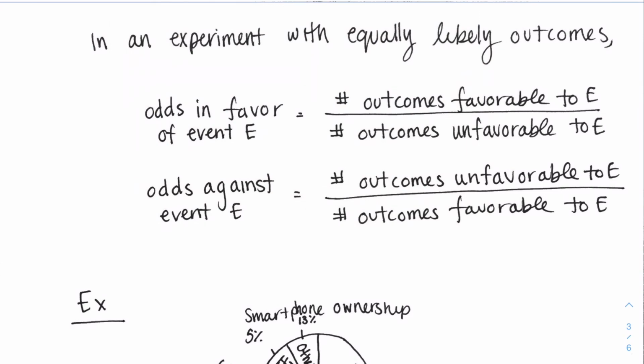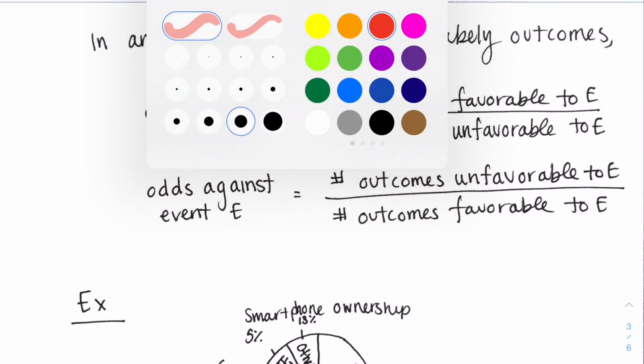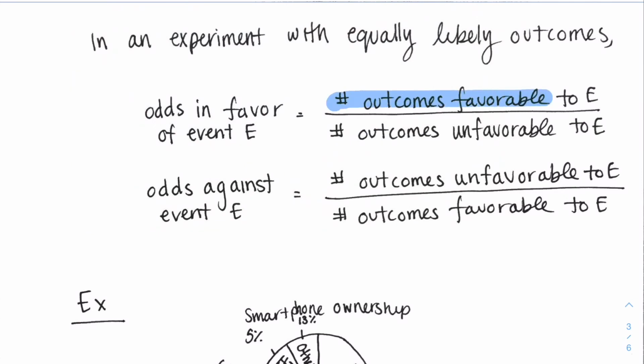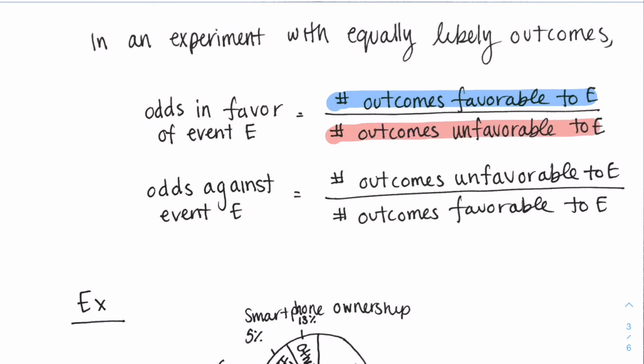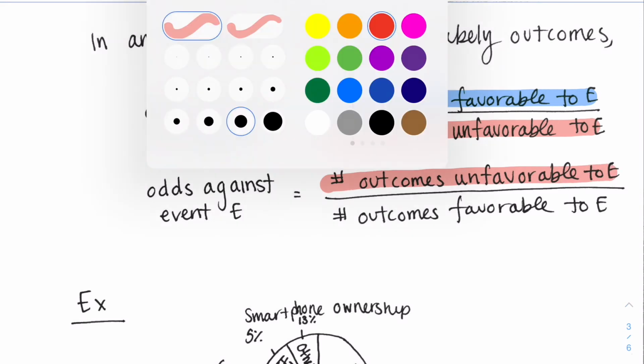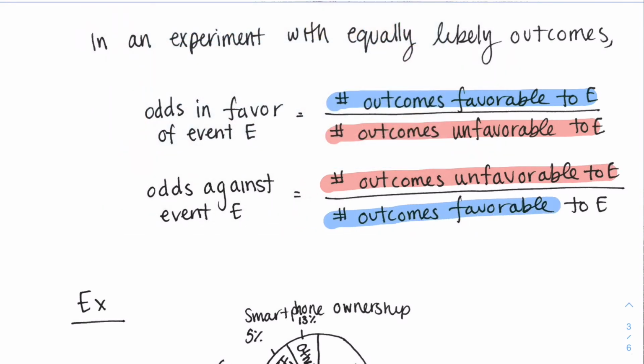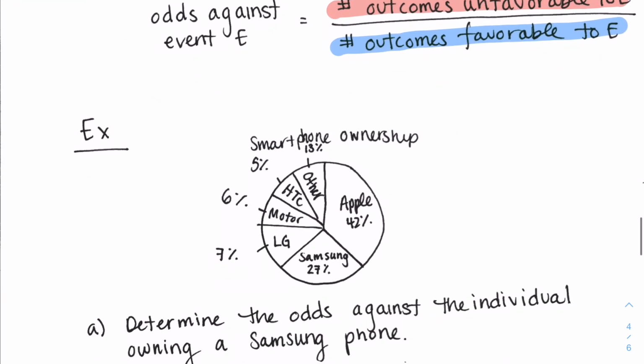So the odds in favor of an event happening would be the number of outcomes favorable divided by the number of outcomes unfavorable. So still the same type of idea, it's success divided by failure. Odds against would be the number of outcomes unfavorable divided by those favorable to whatever specific event you're looking at. Okay, so same type of idea, nothing changes, it's just a couple of definition terms. So let's look at a few more examples.